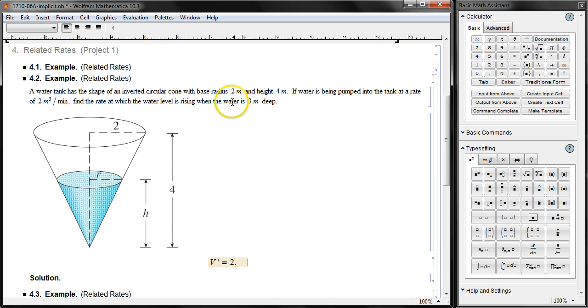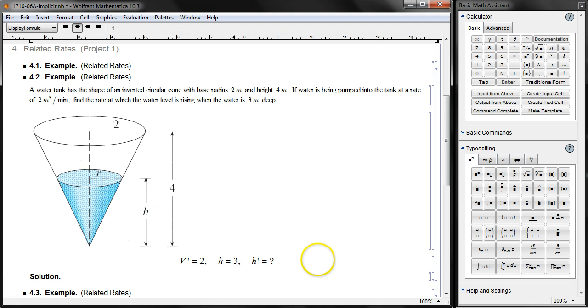How about this one? Water is 3 meters deep. Well, look at the picture. That's H. So H is 3. And what are we looking for here? The rate of change of this water depth, H prime, or the rate at which the water level is rising. On a side note, we don't know V either, but we may or may not need it.